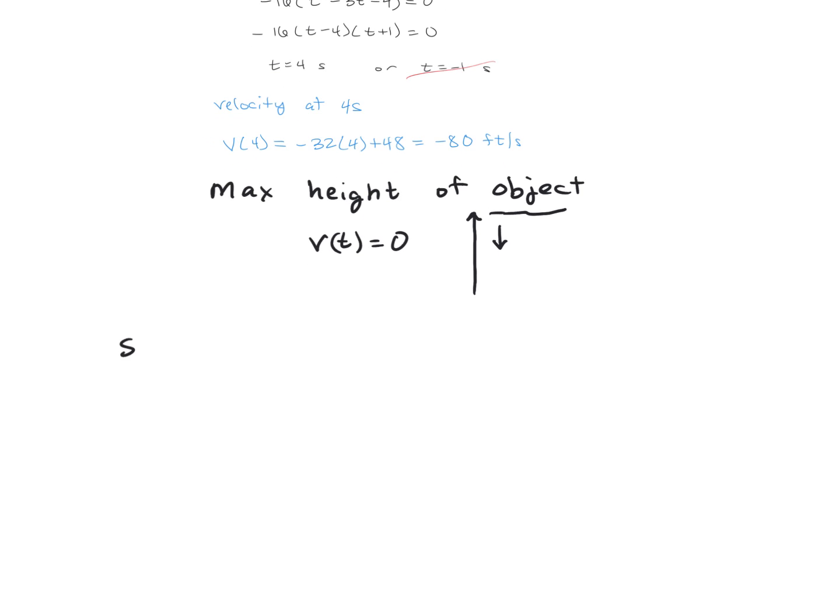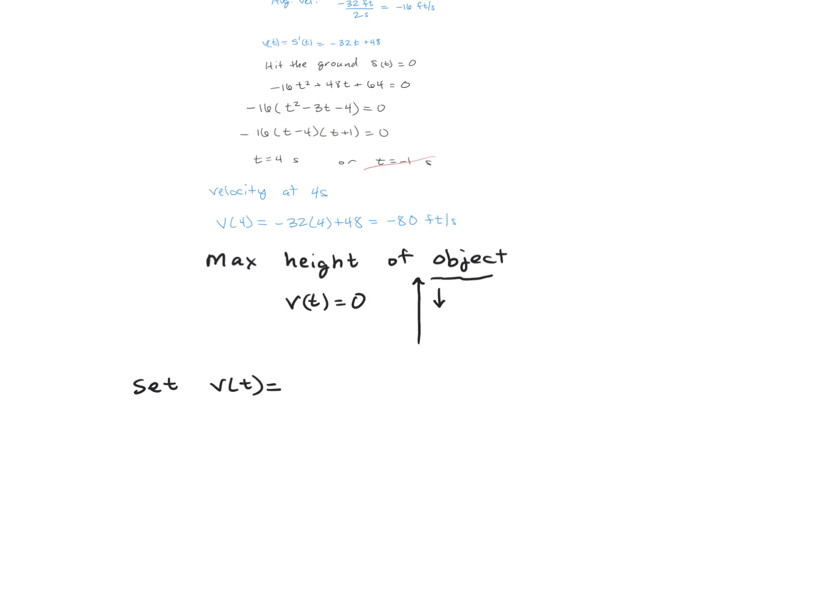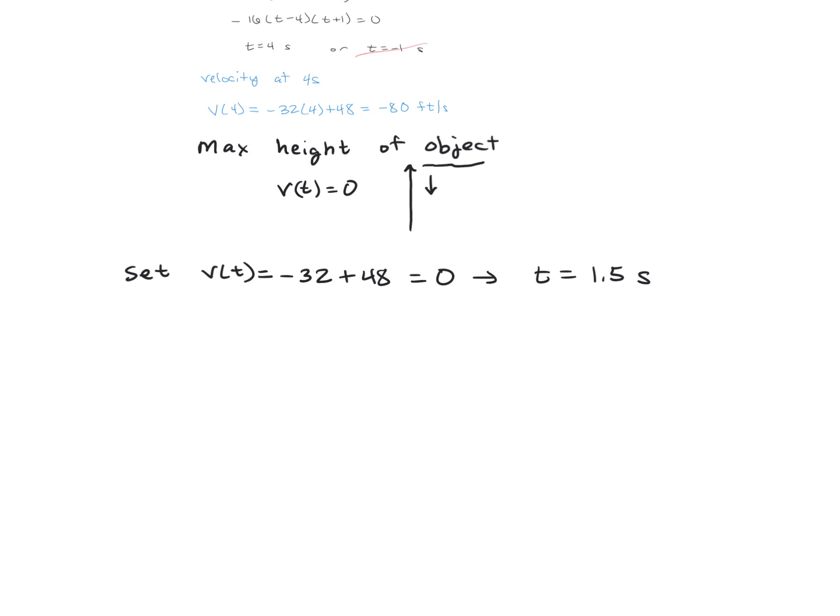So if we set our velocity equal to 0, which again was negative 32 t plus 48, equal to 0, it's going to give us t is equal to 1.5 seconds. So at 1.5 seconds, we reach the maximum height of the object, and it starts turning around and going back down again. And now we need to find that displacement.